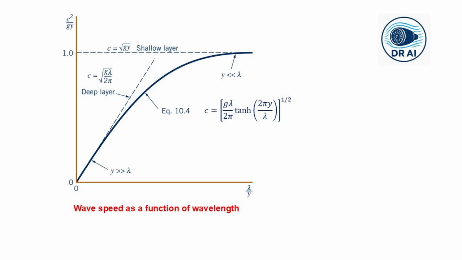In this case, the tanh function approximates its argument. tanh x must be equal to x, and the equation simplifies right back to our old equation, c is equal to square root of gy. So this is why tsunamis are so fascinating and also dangerous.